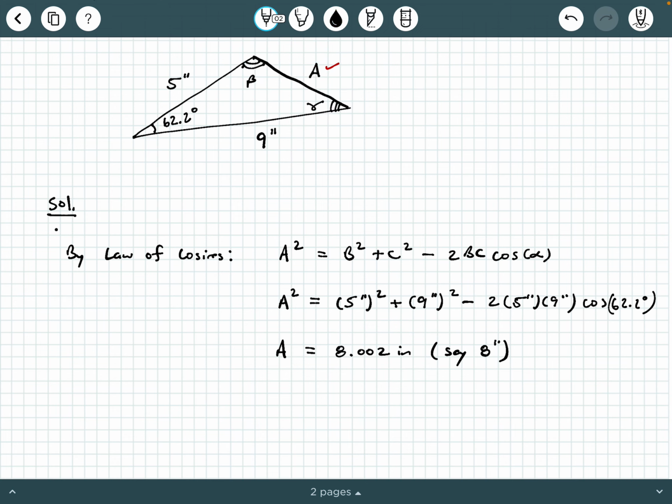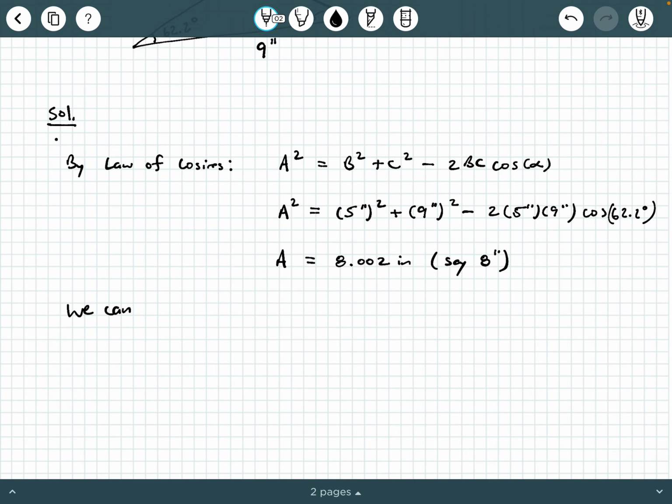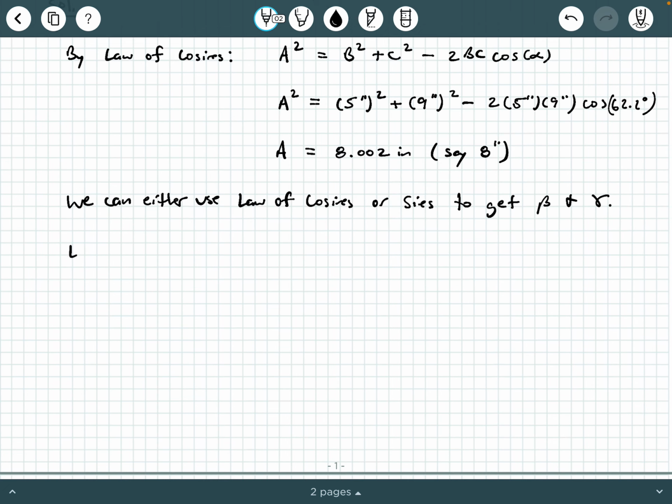Now, what about these other two unknowns, beta and gamma? Well, at this point, you've got some options. You can use law of cosines again, or you can use law of sines, okay? So we can make a note here. We can either use law of cosines or sines to get beta and gamma. I'm going to go ahead and use law of sines, okay?